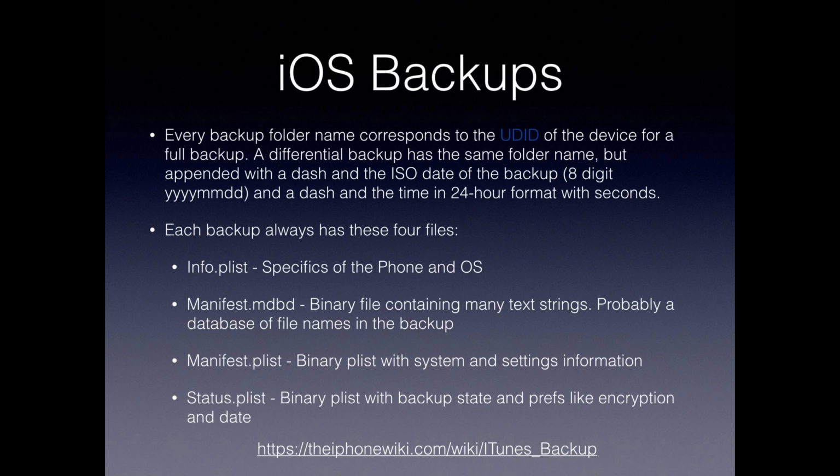All these backups basically are backed up to a folder name that corresponds to a unique identifier of the device for the full backup. The differential backup has the same folder name, but it will be appended with a dash and the ISO date of the backup. So that'd be like 8 digits. And the dash and the time in 24-hour format with seconds. So each backup's going to have these files: info.plist, manifest.plist, and status.plist.